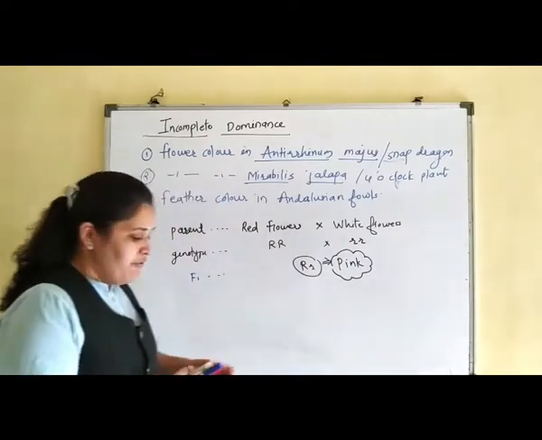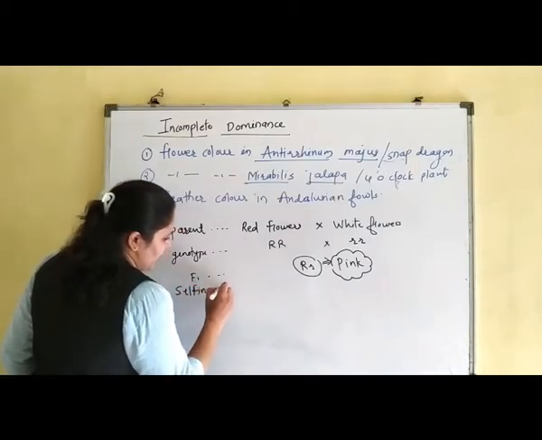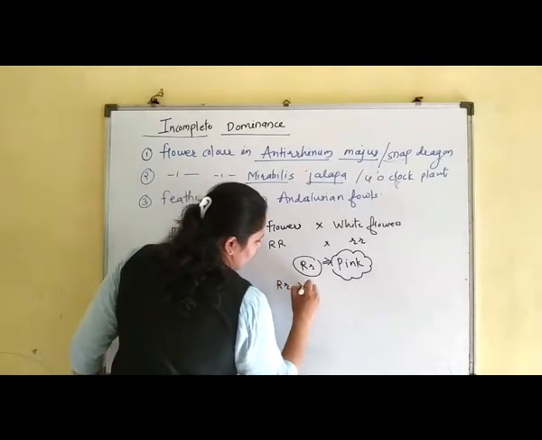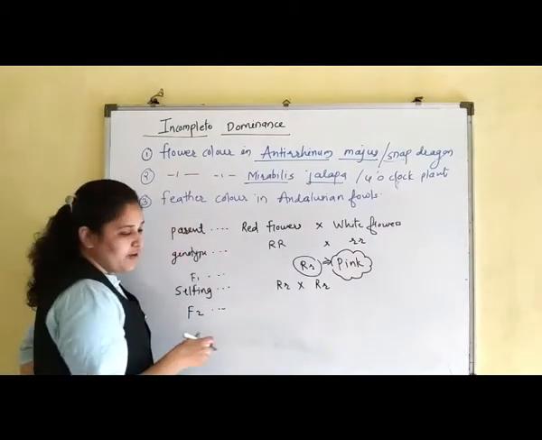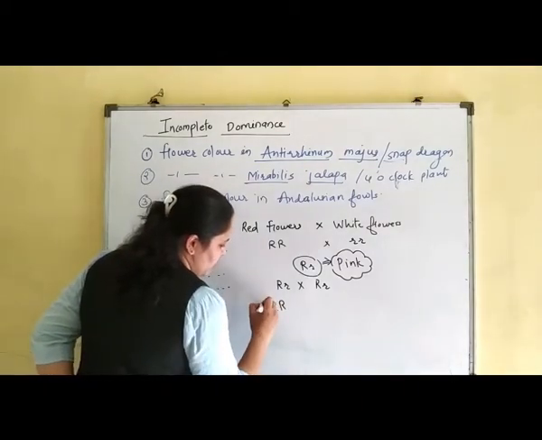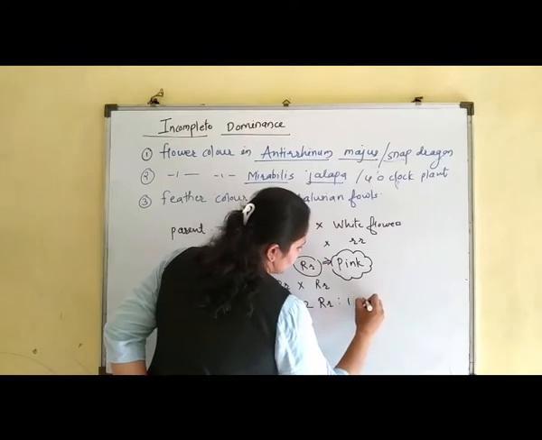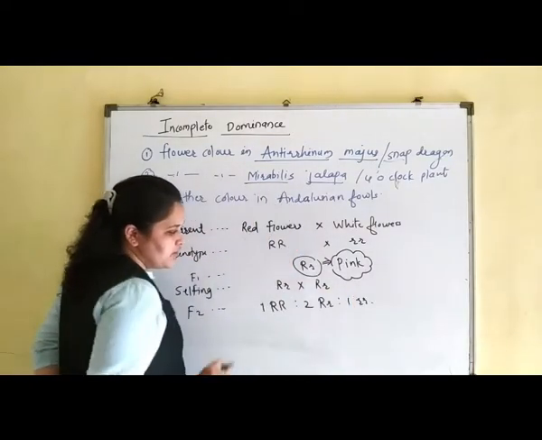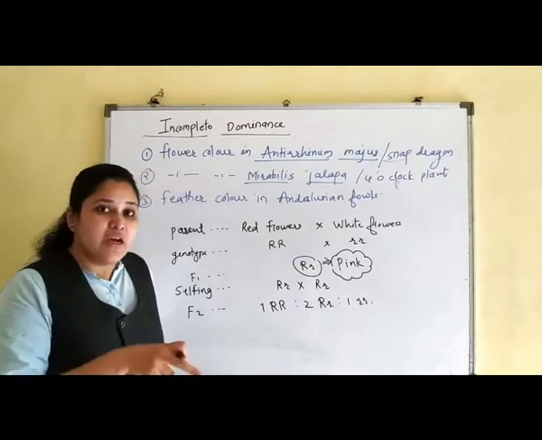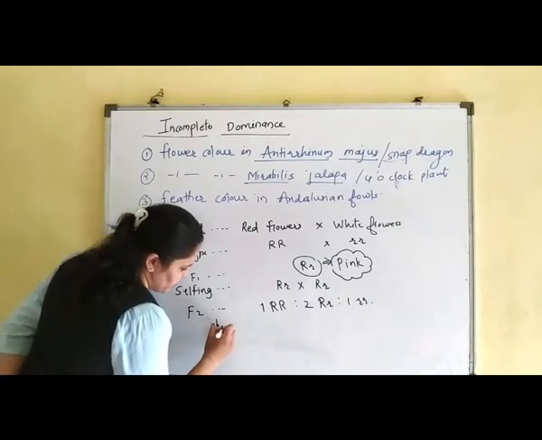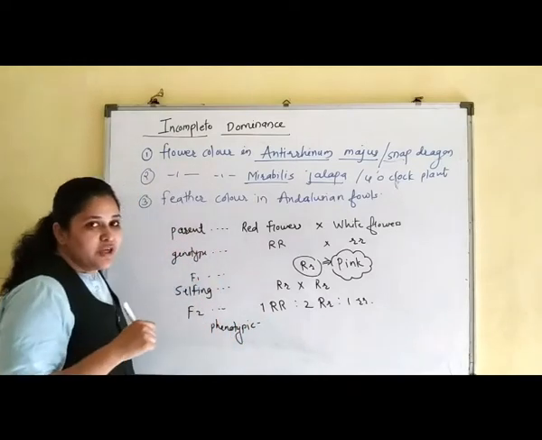Fine. Now, if we go for the selfing of F1 to get the F2 generation, so capital R, small r crossed with capital R, small r. Now, obviously from this we can easily write the progeny: 1 capital R capital R, 2 heterozygous capital R small r, and 1 small r small r. So that itself is the genotype. Fine. It is the normal genotypic ratio of a monohybrid cross. Now let's see what the phenotypic ratio is. In case of Mendel's monohybrid cross, the phenotypic ratio is 3:1.